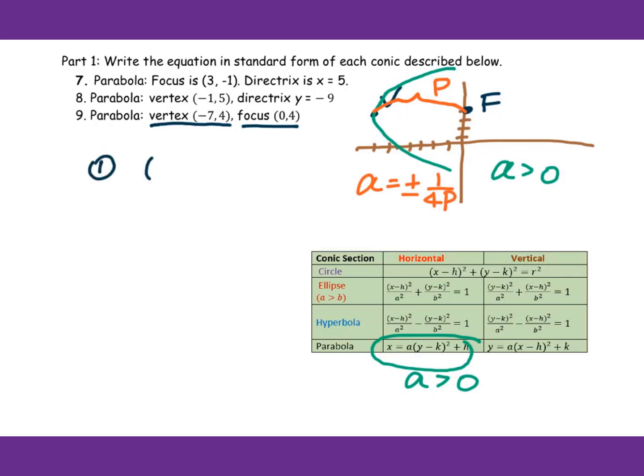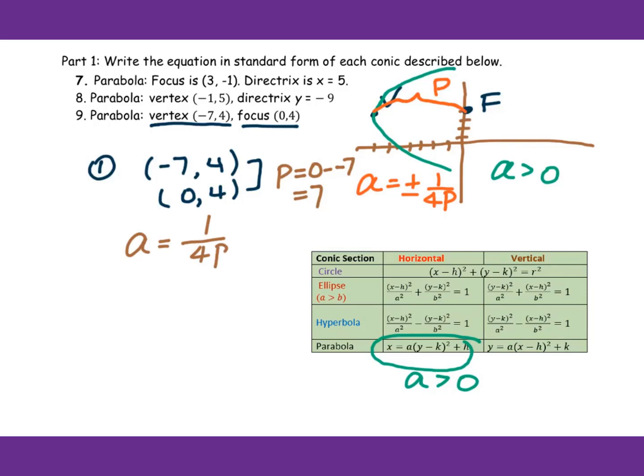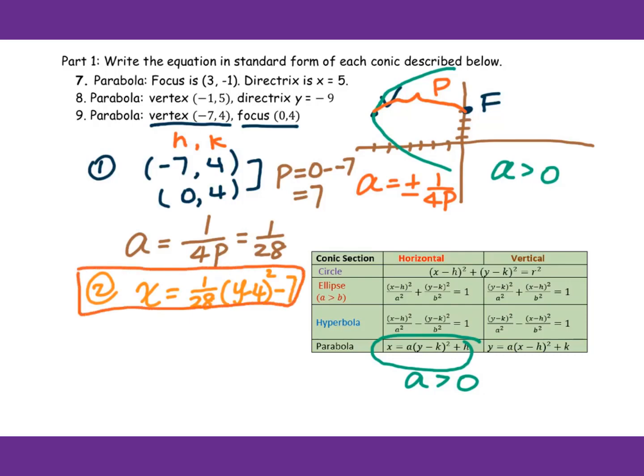First step, you will use vertex and focus to get p equals 0 minus -7 equals 7. Then a equals positive 1 over 4p. That means 1 over 28. We are given the vertex, that's (h, k). Therefore, we can write down the equation: x equals 1 over 28 (y minus 4) squared minus 7. This will be the equation of this parabola.